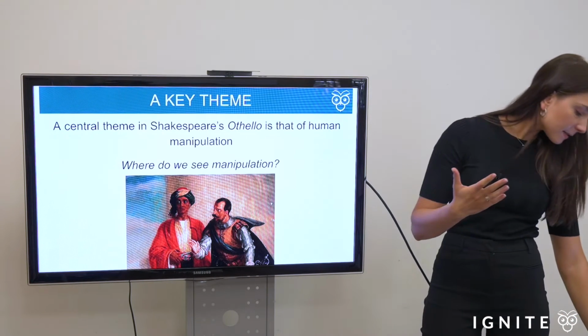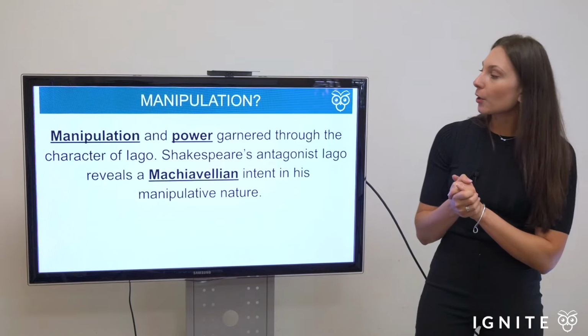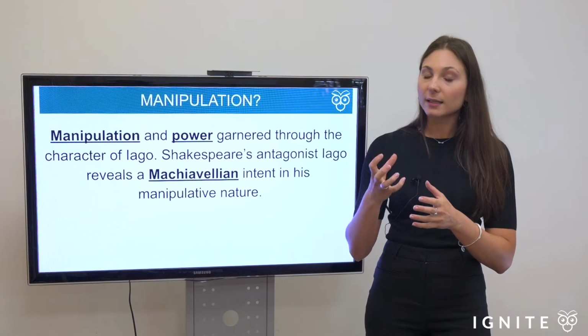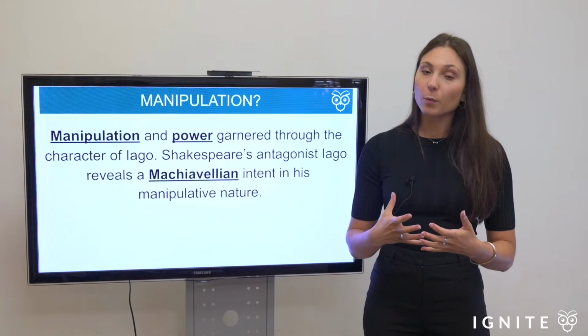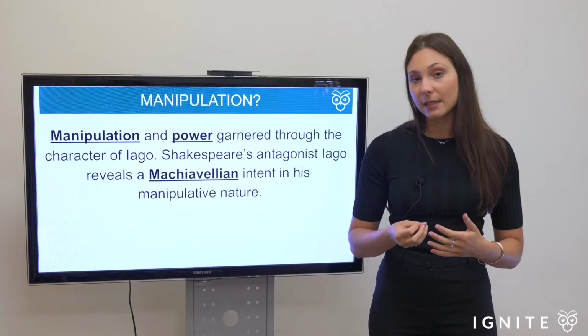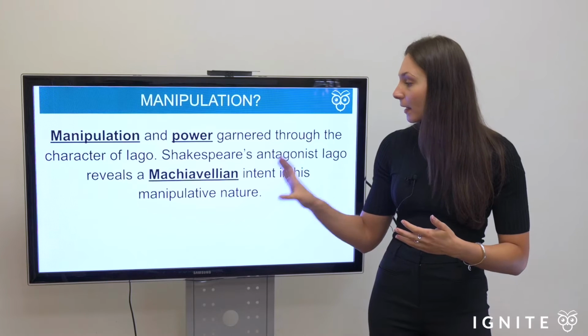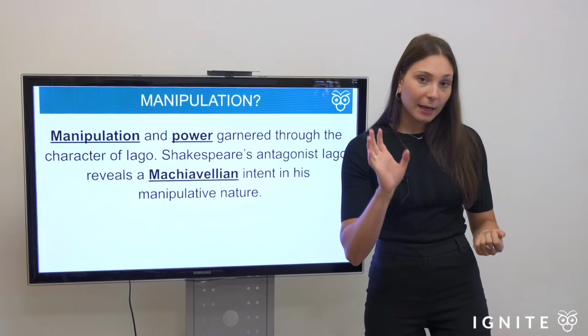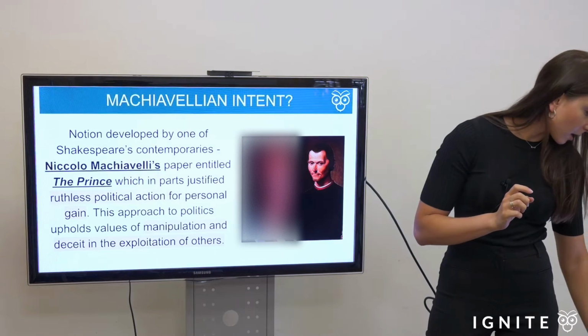Now, when we consider the actions of Iago, we note that the manipulation and power he seeks to garner is actually reflective of what we can call Machiavellian insight. Now, Niccolo Machiavelli was a contemporary of William Shakespeare, and I've got some notes on him on the next slide.